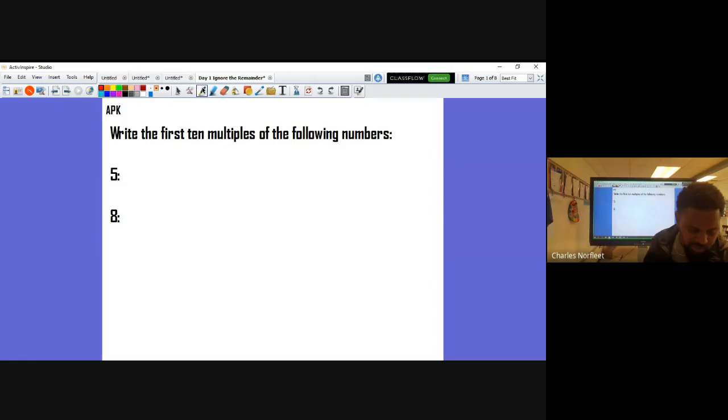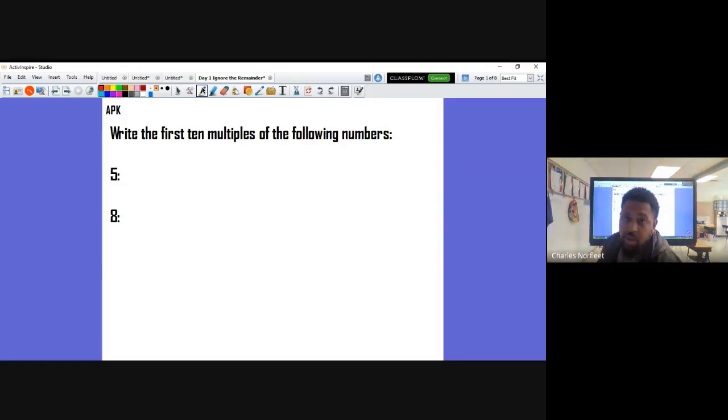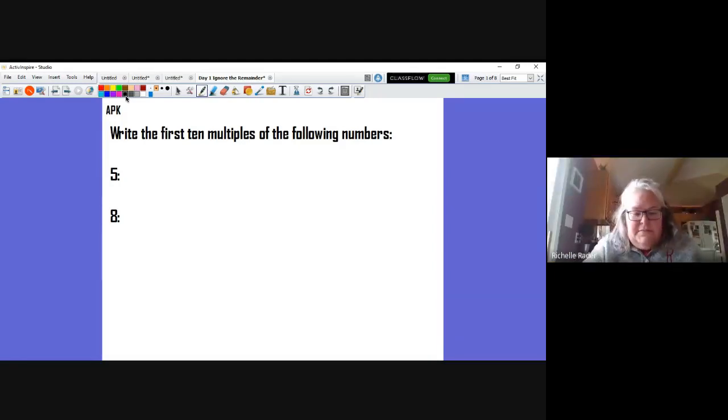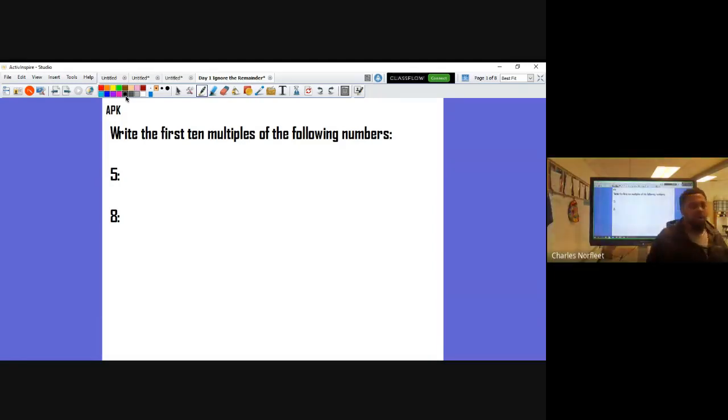All right, let's get started. If you did not get a chance to finish, don't worry. Just make sure you write down what I write down. So the first 10 multiples of the number 5. Can I get somebody to help me with that? Ms. Red, if you don't mind, just call on somebody for me. Noah looks like he's ready. All right, Mr. Noah.